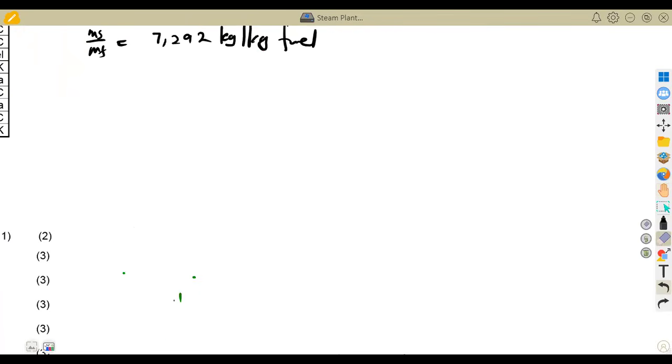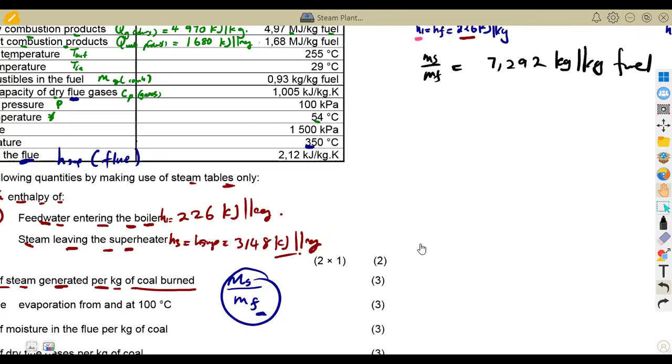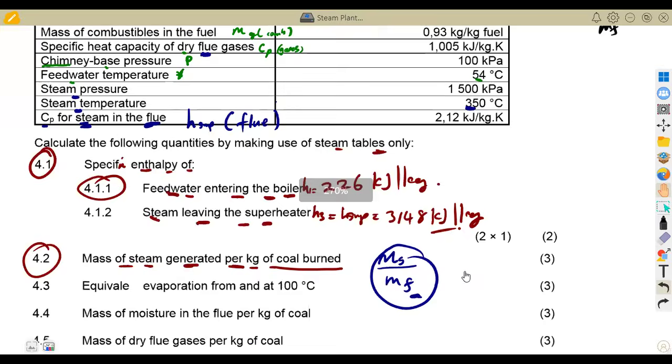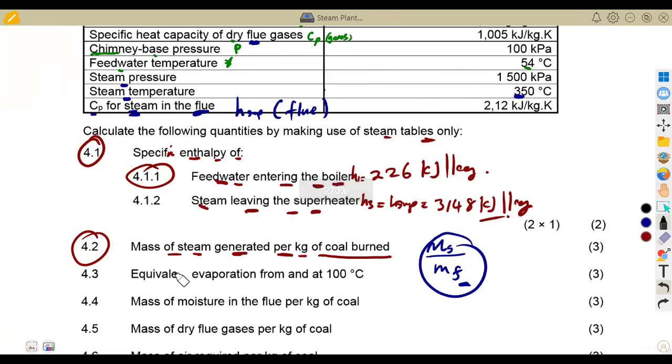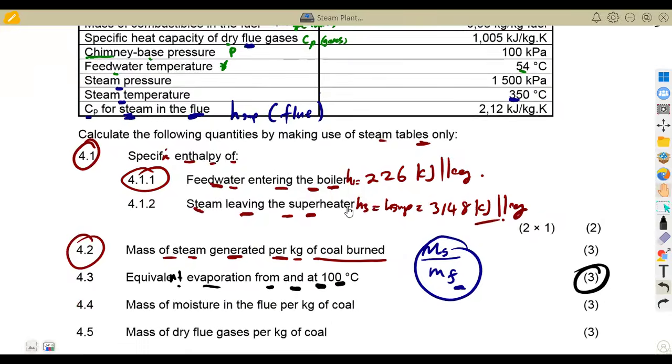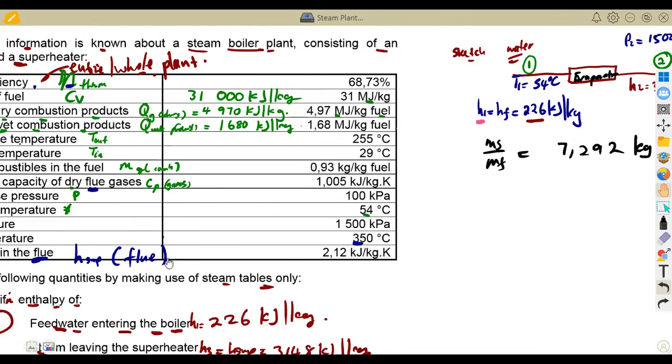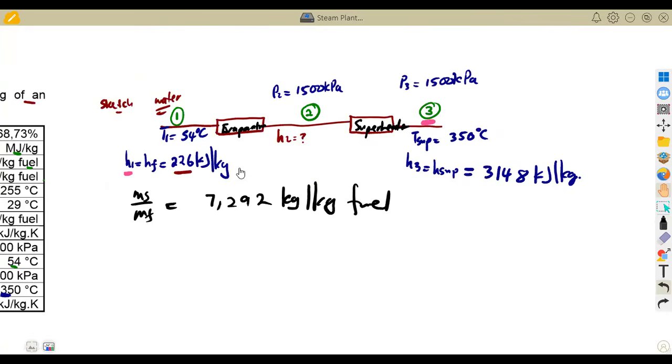All right, let us move on to the other part of our question and see what they are asking. Question 4.3 is the equivalent evaporation from and at 100 degrees Celsius, and that is 3 marks. The equivalent evaporation. Also, we are not told at which point, so we are using it for the entire plant, just like our thermal efficiency. We are going to take this for the entire plant.